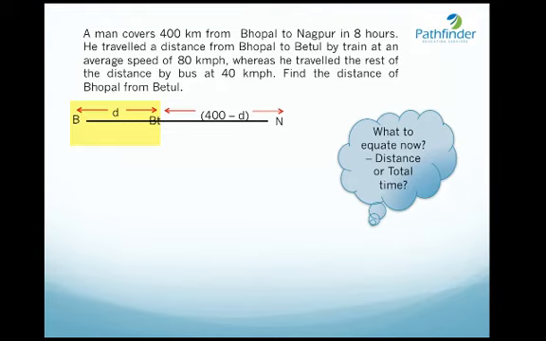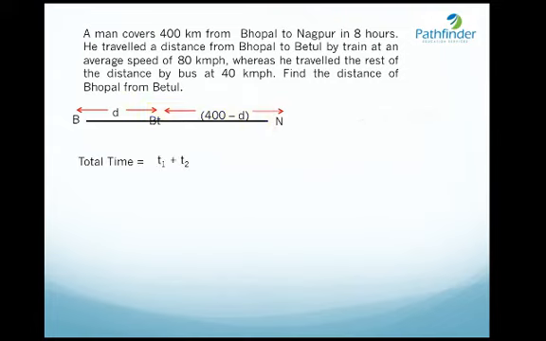There are two segments here, the segment of 80 km per hour and the segment in which this man travels at 40 km per hour. So our total time is equal to T1 plus T2, the time required in the first and the time required in the second segment. So 8 hours, which is the total time, is equal to T1 can be replaced by d by 80, the time required in the first segment, plus T2 can be replaced by 400 minus d upon 40, which is the time required for the second segment.